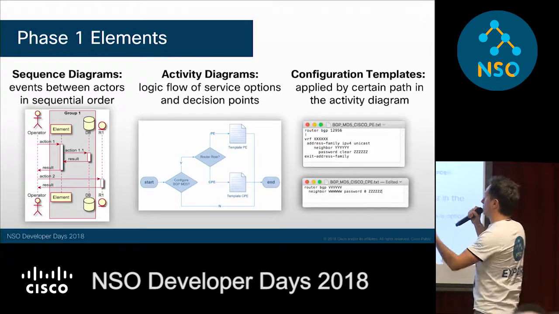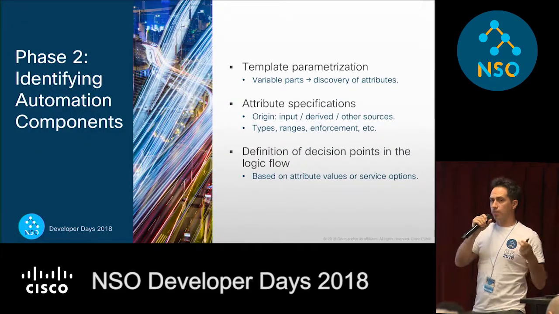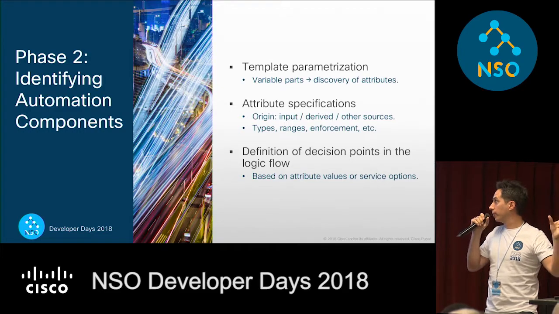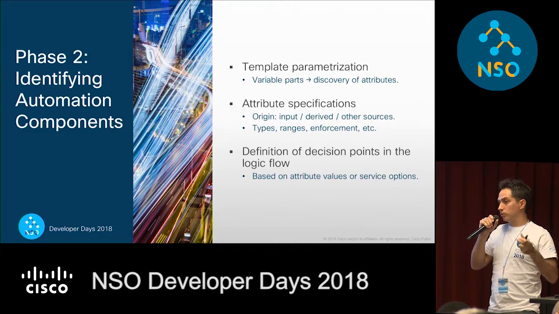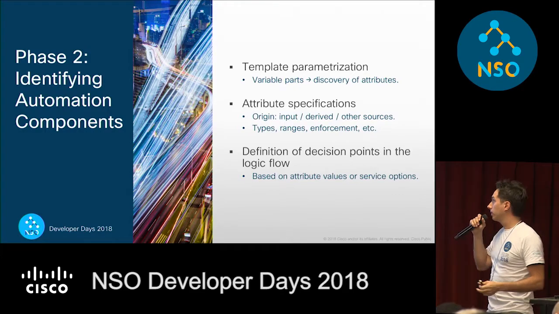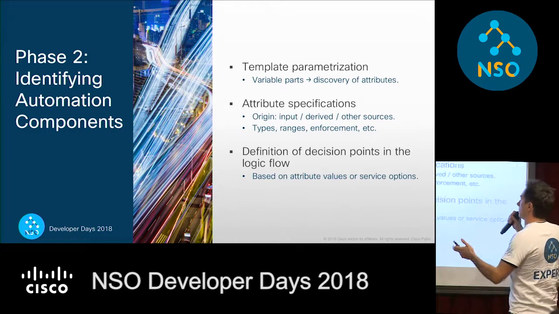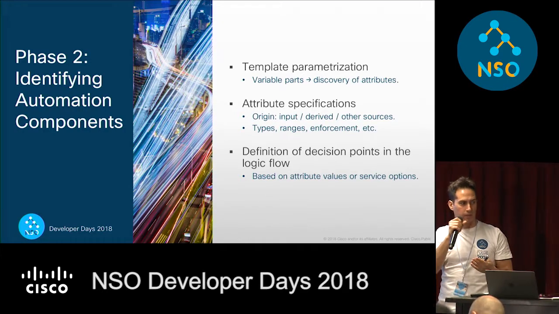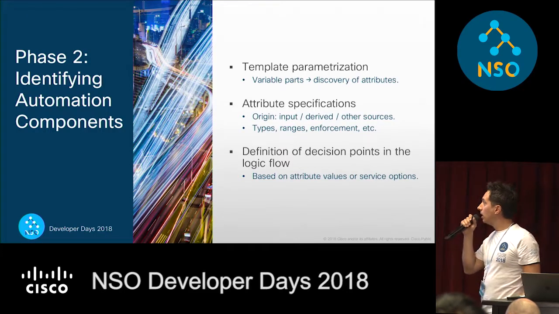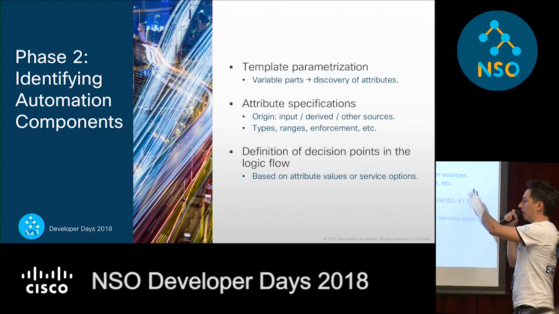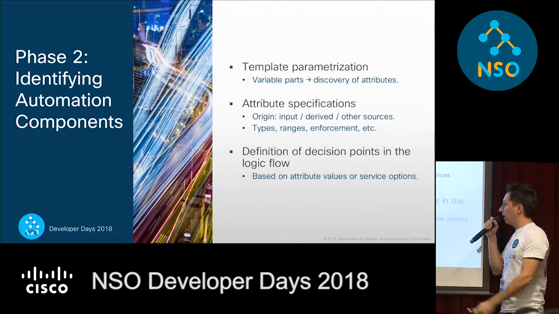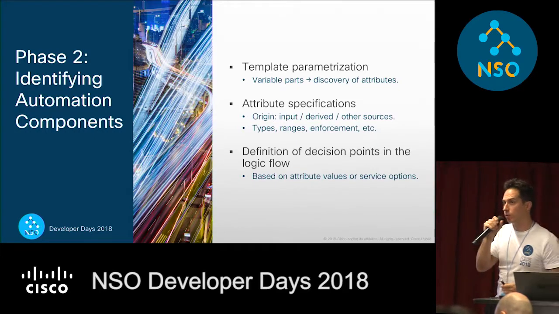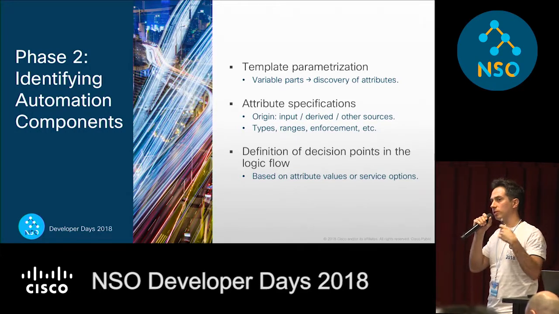So you start with the templates. The templates need to be parameterized. So you need to identify the attributes, variables, whatever you want to call it. You need to see the parts that are going to change over time, and between instances. Once you identify the attributes, you need to define the characteristics of all of them, and we do this by working with a table of parameters. And then you need to define the decision points in the logic flow based on actual things: parameters, service options, etc.